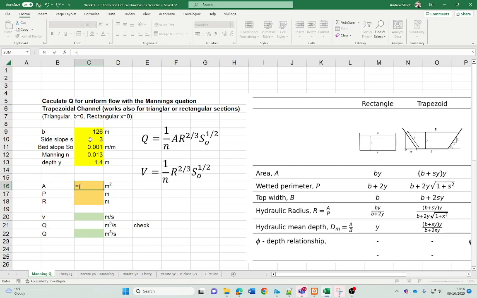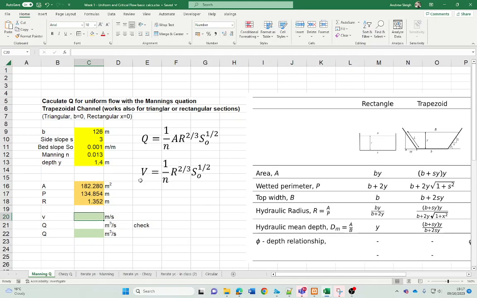Okay, so area, we're going to use this formula here. We copy exactly that formula, A equals (B plus S times Y) times Y again. Wetted perimeter, we're going to use this formula, so P equals B plus 2 times Y times the square root of 1 plus the side slope squared, which we can do like that. And R is simply A divided by P.